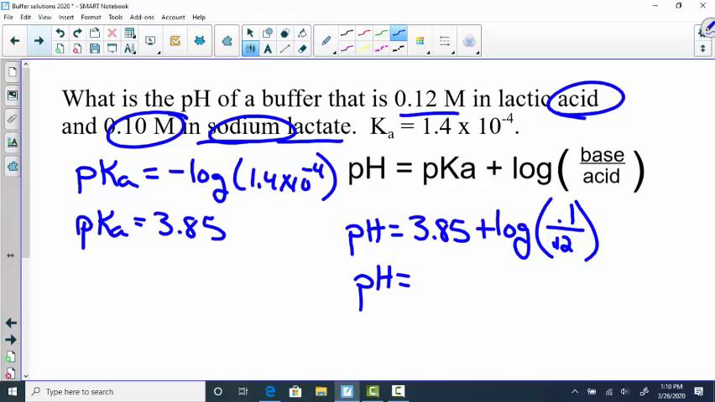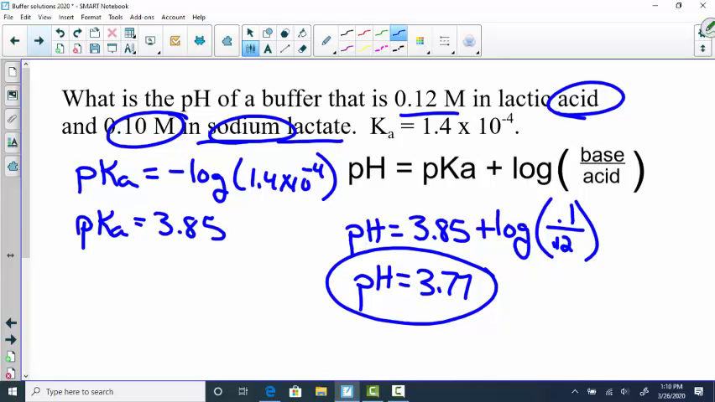Okay, so making sure you get the base and the acid in the right spot is kind of crucial, but then this pH comes out to be 3.77. Okay, so what exactly is this pH? Right now it's the pH of the buffer solution, and that's all we're worried about calculating today.